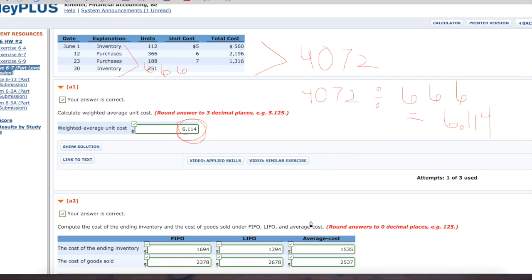Okay, now we're going to get the average cost. So the cost of the ending inventory, we're going to take the weighted average unit cost, which is 6.114, and we are going to multiply that by our units on the 30th, which is 251. And that's going to give us 1,535.